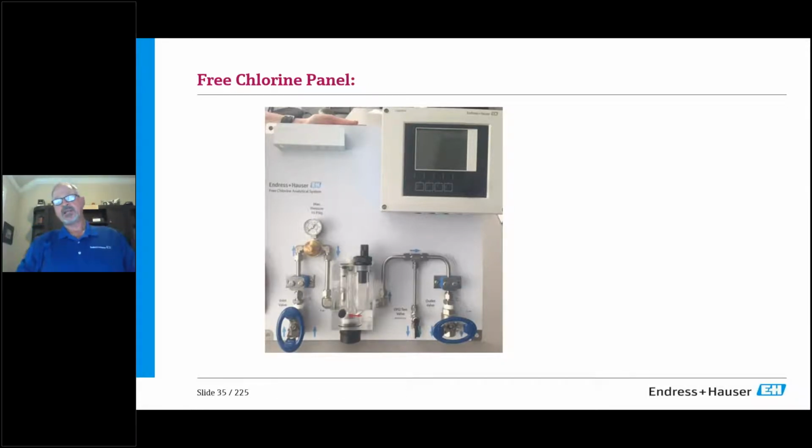Before I move on to the next thing, I overlooked a few other sensors that we do have in our portfolio. We have DO sensors, but typically they're not used in water treatment. They're more wastewater, so I just kind of bypassed that today. And then I'm moving on to what we call our colorimetric analyzers.